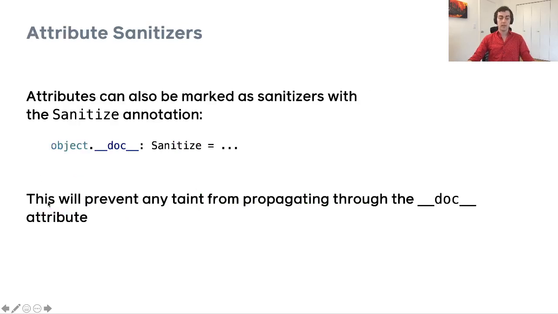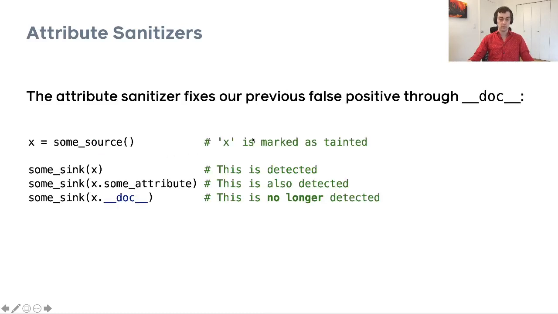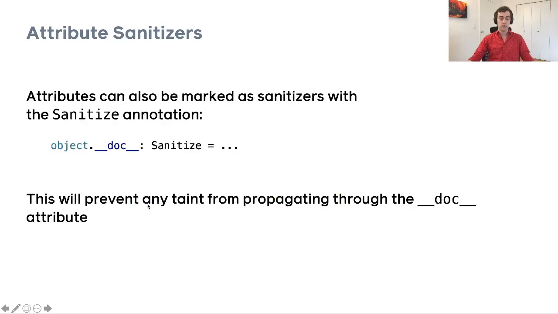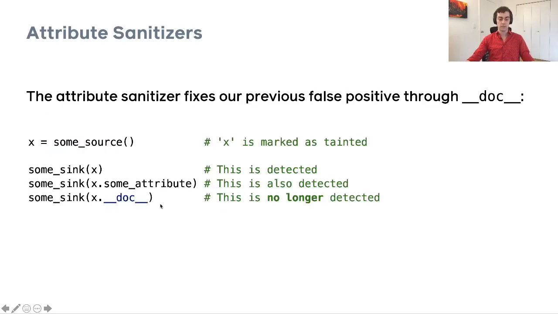We can also mark attributes as sanitizers. So we just put the word sanitize in the same position where you put a type annotation on that attribute, and that'll stop any tainted data from propagating through that attribute now. So even if the whole object is marked as tainted, when we access that attribute, we'll remove any taint on that data, and we'll stop tracking the flow at that point. So in our initial example where we were concerned about this double underscore doc attribute being detected as a false positive, using this sanitizer would prevent this false positive from being detected.